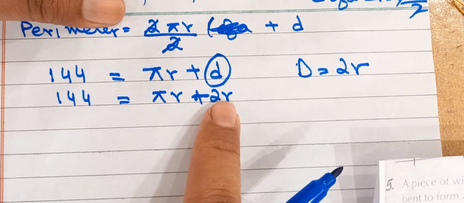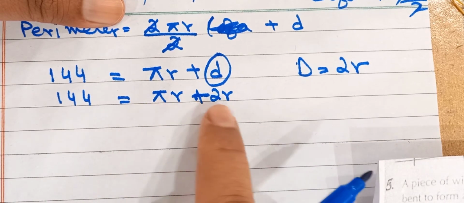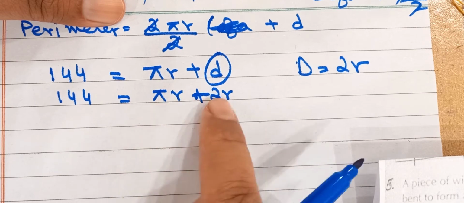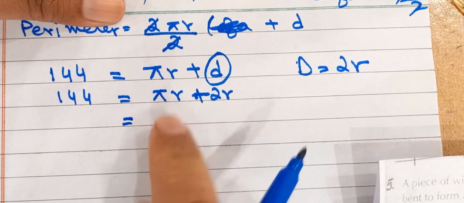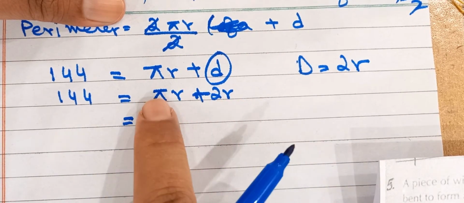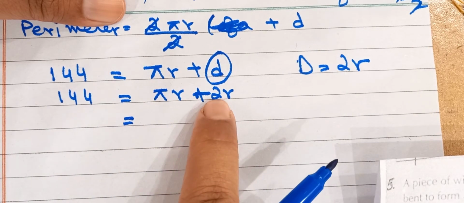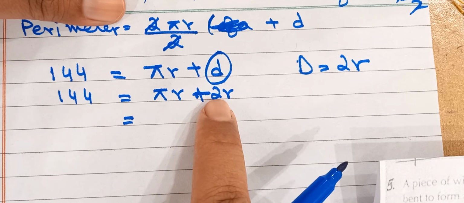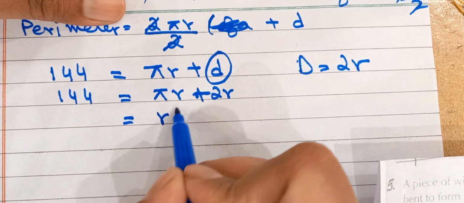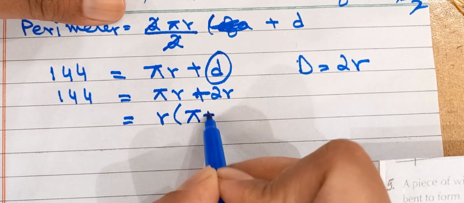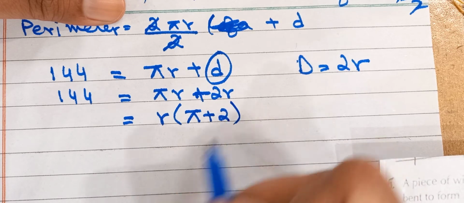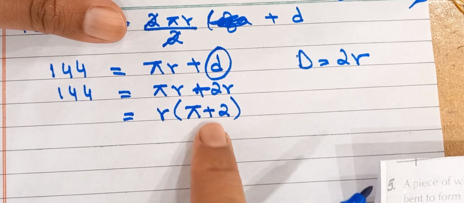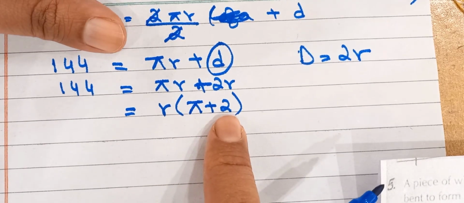These cannot be added. If there had been pi here as well, it could be added, but now they cannot be added because it's pi r plus 2r. Pi is something else and 2 is a number, so we cannot add them, but we can take r common. It's pi plus 2. We can take r common, and this would be the result.